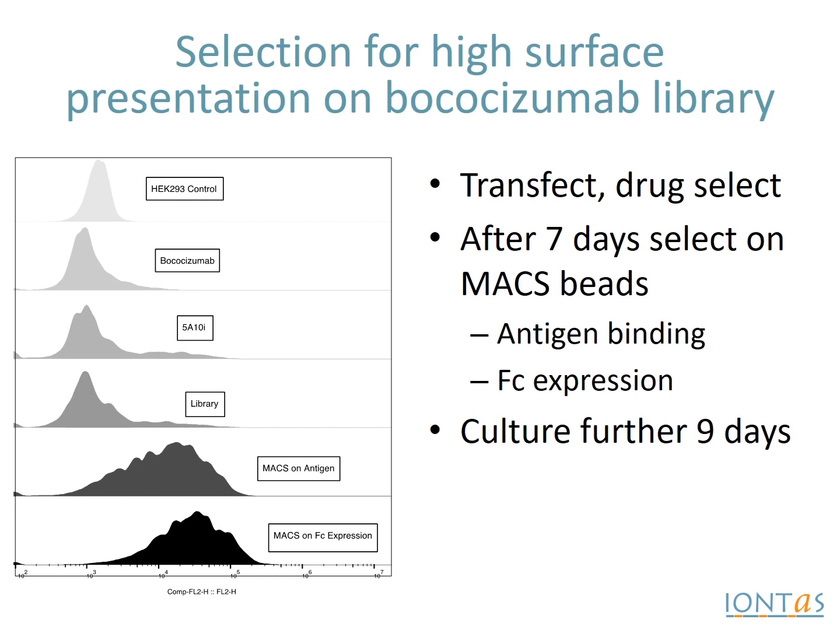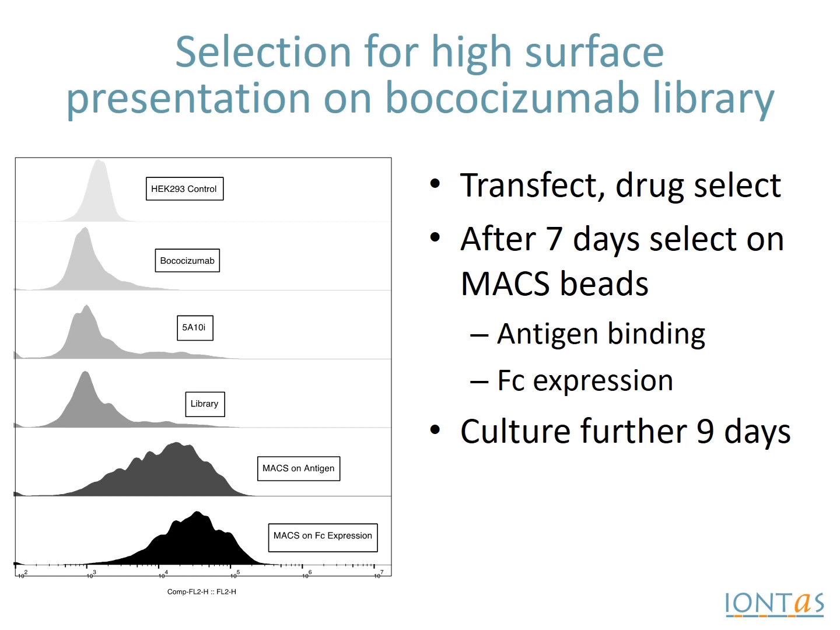bococizumab is giving a lower level of expression than its humanized parent 5A10, and below the 5A10 you can see the profile from the library, and already one can see that there is the appearance of higher expressing clones, in this case, or higher presenting clones. The library represented on line 4 was then passed through MACS and selected either on the basis of FC expression or on the basis of antigen binding.